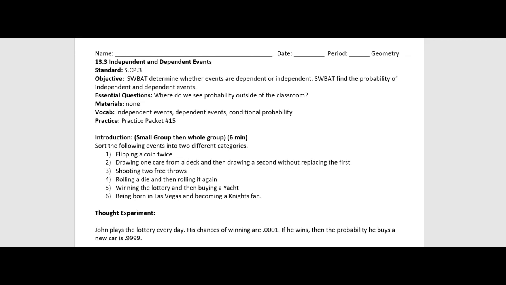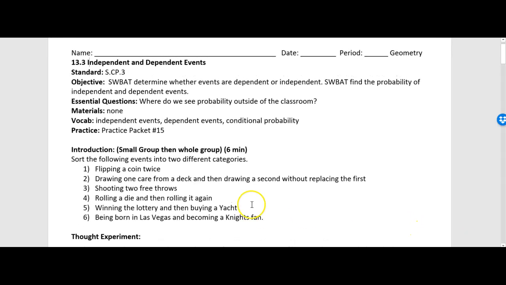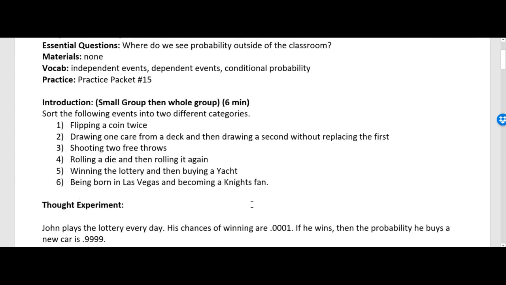Today we're going to continue our discussion of probability and talk about the difference between independent and dependent events, and also talk about how to find the probabilities of both. So to get us started, we have 6 little scenarios here, and we're going to try to sort these into 2 different categories.